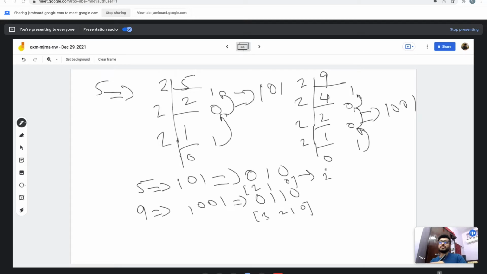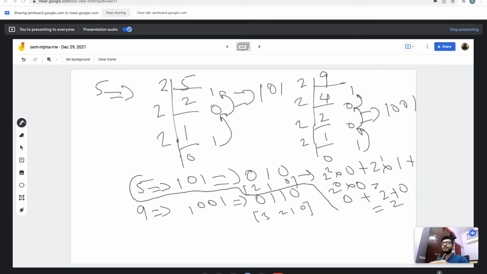So 2 raised to the power 2 multiplied by 0, that is 2 raised to the power of the index, and then multiplied by the digit present over here, plus 2 raised to the power 1 multiplied by the digit present over here, and then similarly 2 raised to the power 0 multiplied by the digit present over here, which is 0. So this takes us to 0 plus 2 plus 0, which is again equivalent to 2. So what we get from this is that the complement of 5 is 2.